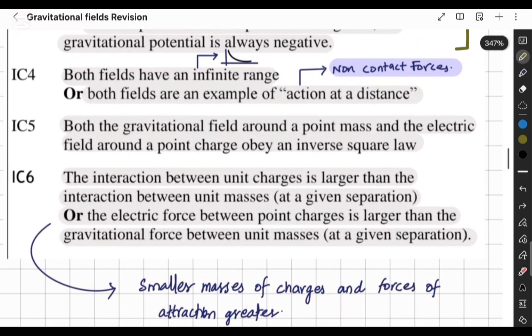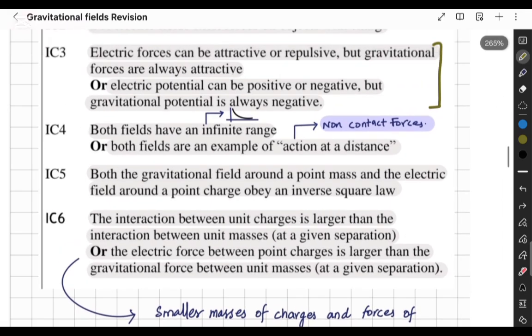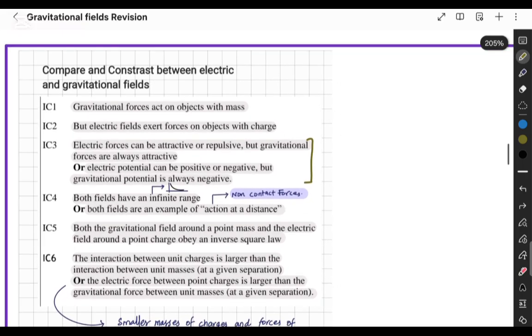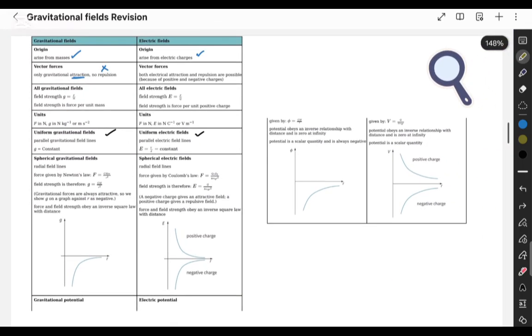And then one thing we discussed just now is that both the gravitational field around a point mass and the field around a point charge obey the inverse square law. Very, very important point. And the last point is a bit of a new point: you have to remember that the interaction between the charges is much more than the interaction between unit masses. This is because the charges have a much smaller mass, and if they have attraction or repulsion, that's going to be much greater. Okay, so these are some things you have to keep in mind, right? So just go through these. You have to know these. They can ask it in 6 marks as well, but they mostly ask in MCQs or 2 markers.